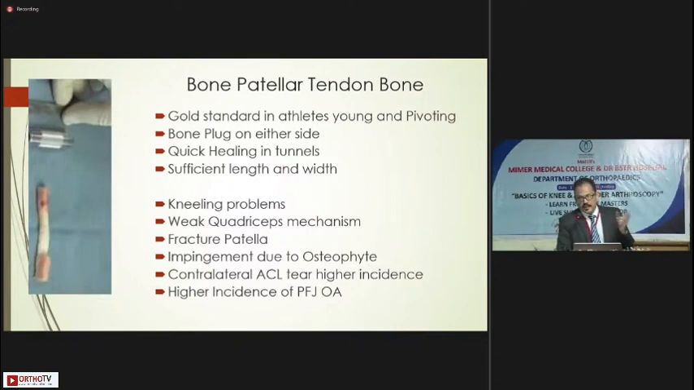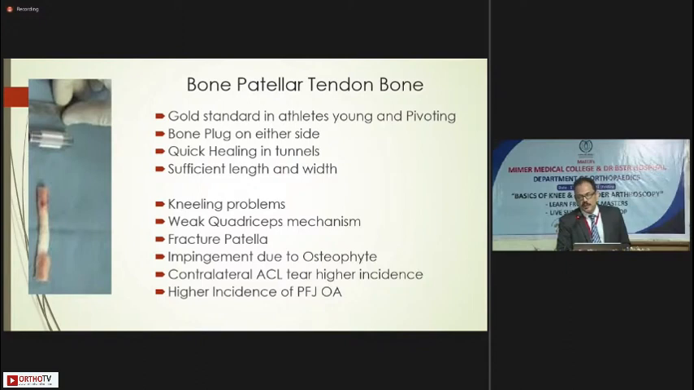Bone plug on either side, so excellent healing in the tunnels, excellent fixation with good screw fixation. Sufficient length is available and the width as well. But there are some issues with this graft. Kneeling problems. People cannot kneel because of the scar. Weak quadriceps mechanism, fracture of the patella can occur rarely. Impingement due to osteophytes.